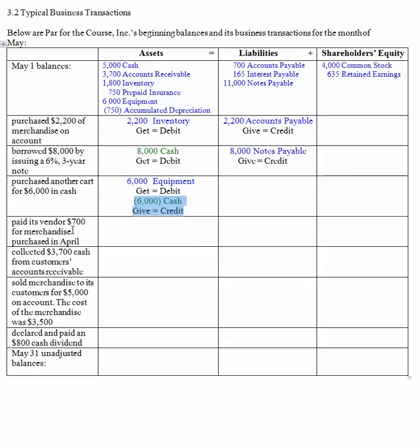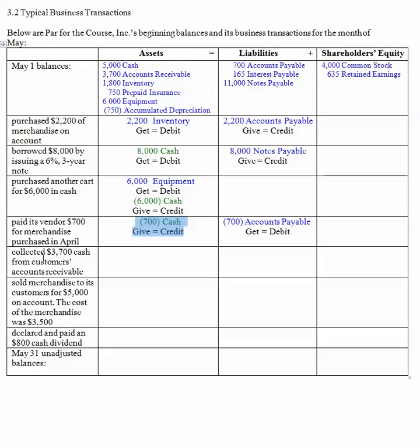Here we're paying our vendor $700 for merchandise, so basically we're going to get this IOU back, this accounts payable. Now the only thing is that we're only getting $700 of it back, but whatever you get, which in this case is the IOU, we're going to debit. What you had to give up in order to get that IOU back, or to reduce that liability, is cash.